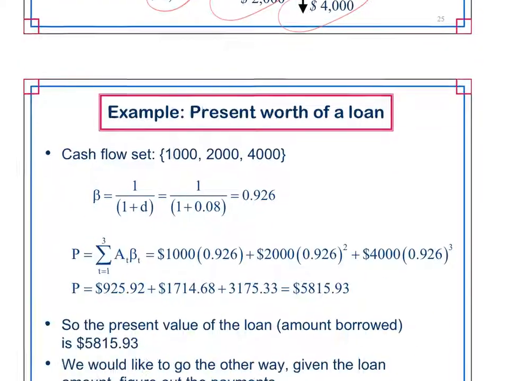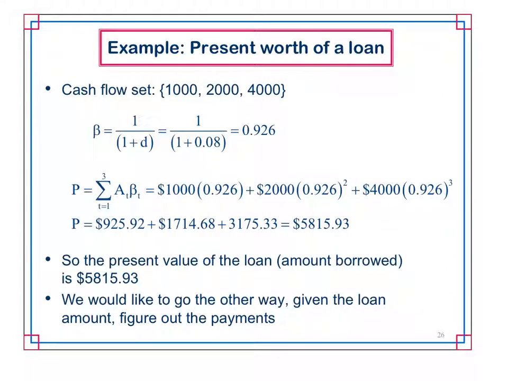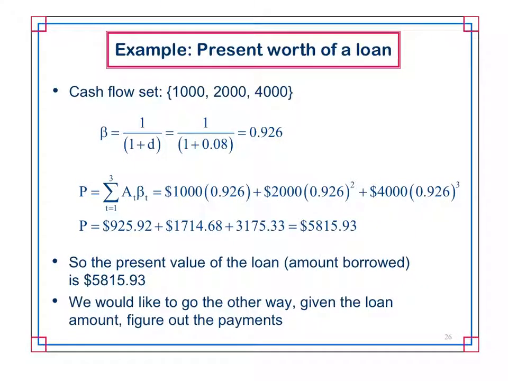Well, I calculate my beta, which isn't going to change, right? Beta is (1 + d) to the minus 1, and since your discount rate's not going to change, it's going to be a fixed 0.926. Then I just have to bring back or bring forward in time each of those end of year expenditures. This one I'm bringing back 1 year, 2 years, so I have to square my beta, and 3 years, so I have to cube my beta. So that present value is $5,815.